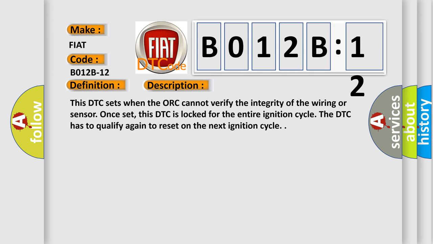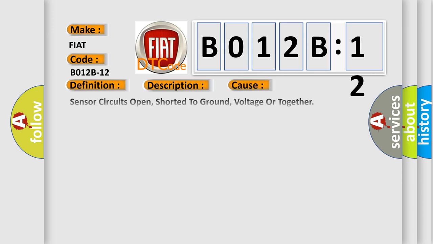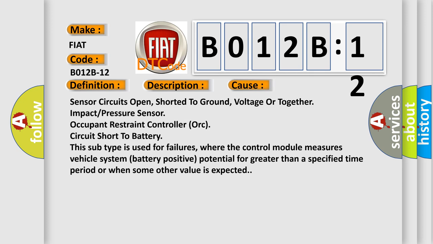This diagnostic error occurs most often in these cases: sensor circuits open, shorted to ground, voltage, or together impact pressure sensor occupant restraint controller AUX circuit short to battery. This subtype is used for failures where the control module measures vehicle system battery positive potential for greater than a specified time period or when some other value is expected.